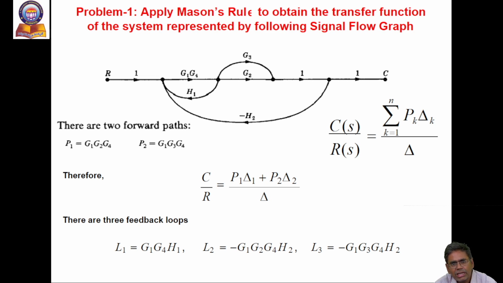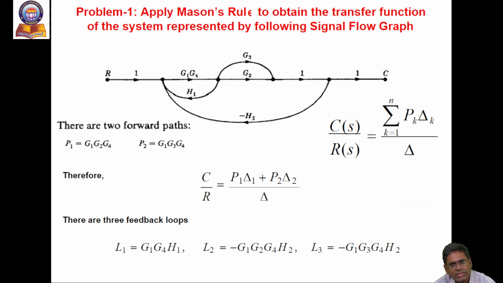A simple signal flow graph to find the overall transfer function. First, identify how many forward paths are present in this graph. There are two forward paths. One is G1, G2, G4. That is one forward path. The other forward path is G1, G3, G4. So there are two forward paths.